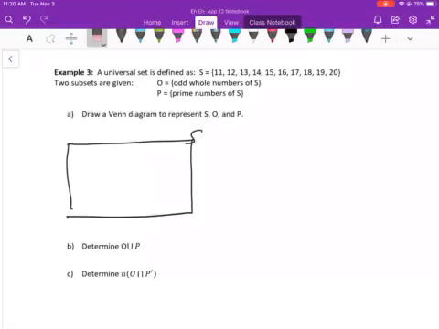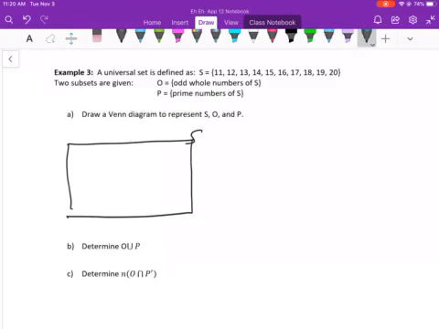Let us work on example 3. Example 3 is a little bit different than the previous. A universal set is defined as S equals 11, 12, 13, 14, 15, 16, 17, 18, 19, and 20. Now that was a lot of numbers.